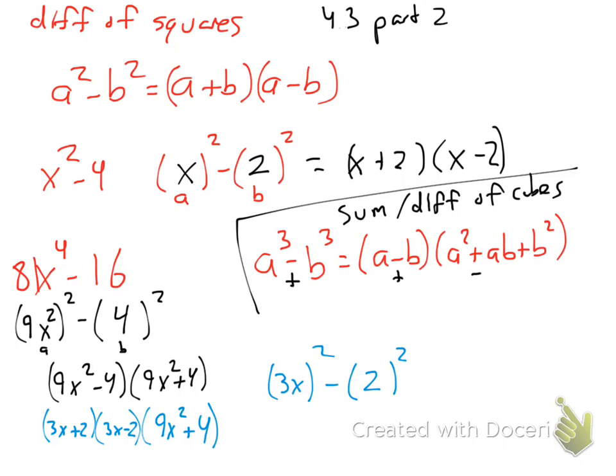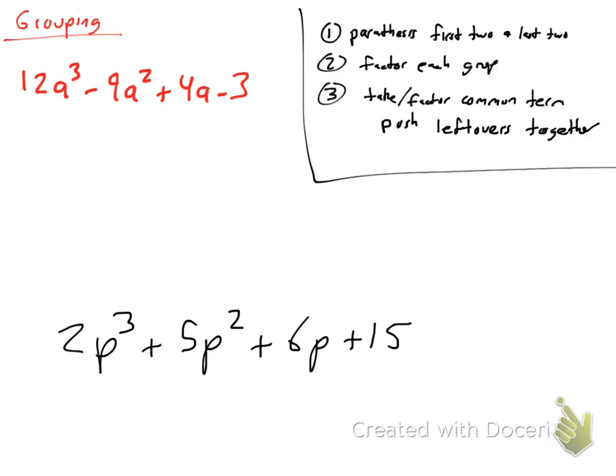The sum means add, difference means subtract. Now, what I want to do is go a little bit out of order from the initial list and talk about grouping. Grouping, guys, is when you have 4 terms, 6 terms, 8 terms. It has to have an even amount of terms. Essentially, it's the greatest common factor in a way. I'm just taking a larger group of it.